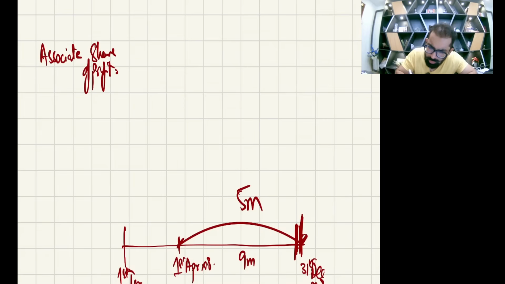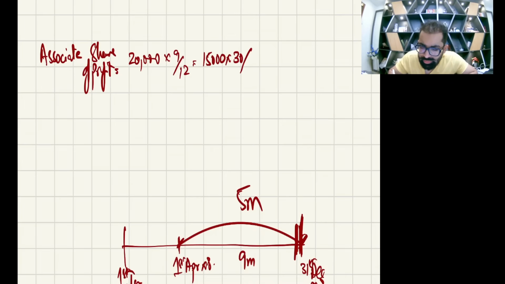Go simple. First, tell me what is the complete 12 months profit of the associate. It's 20 million, means 20,000. First, do 9 upon 12. Okay, so you got 9 months profit, which is 15,000. Multiply by your holding, which is 30%. So it's 4,500. This is your associate's share of profit.